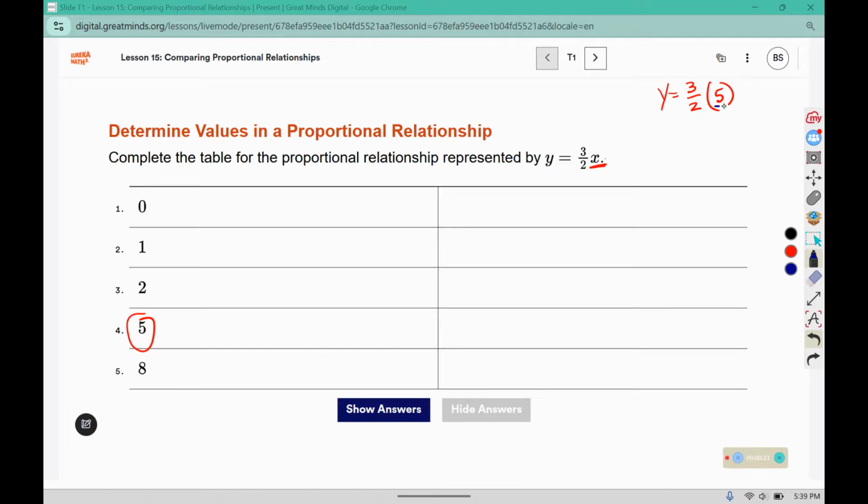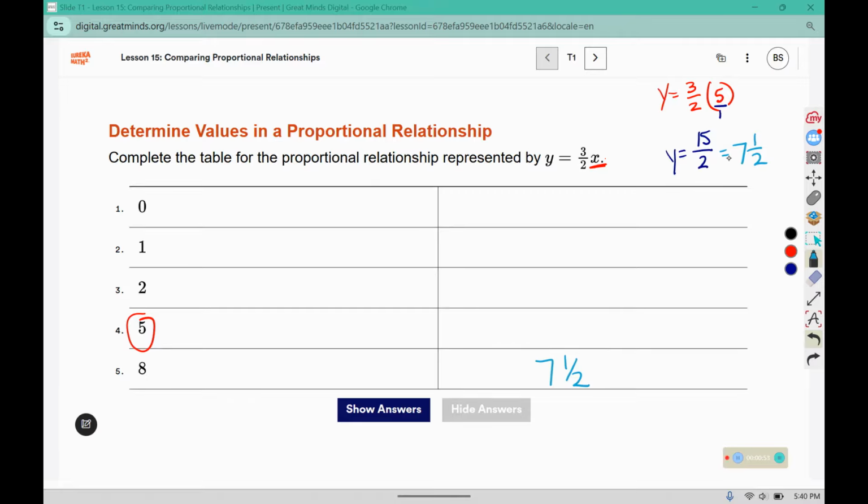Recall that under every whole number there's an invisible 1. 3 times 5 is 15, and 2 times 1 is 2. We can change that into a mixed number. 2 fits into 15 7 times, because 2 times 7 is 14. Then to get to 15 from 14, we need one extra piece. So this is 7.5, or you can leave it as 15 over 2.